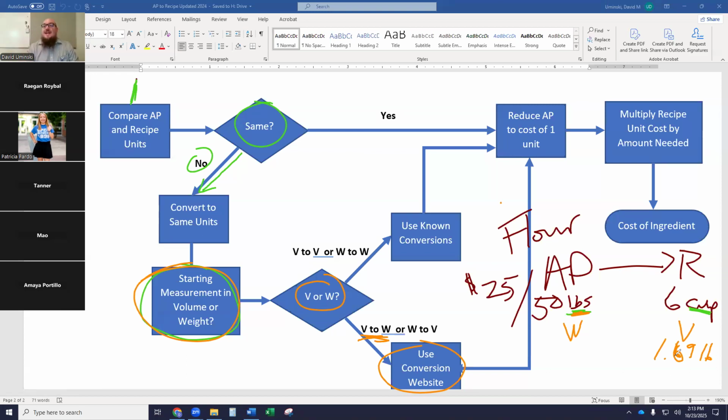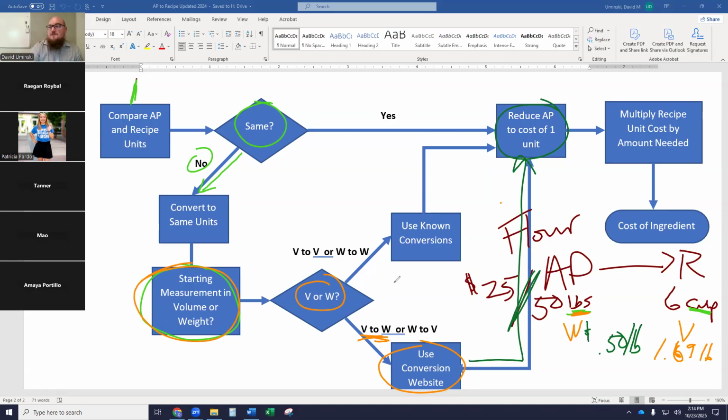Okay, now that I've done this, I follow to the next arrow, and it says to reduce the AP cost to 1 unit. My AP cost is 50 pounds. I take $25 divided by the 50 pounds, which gives me 50 cents per pound. So that's the green step.